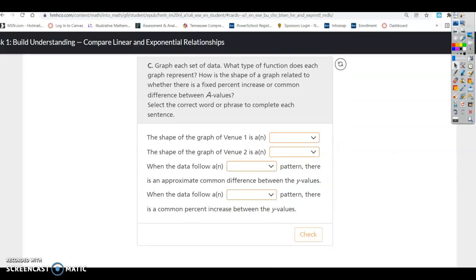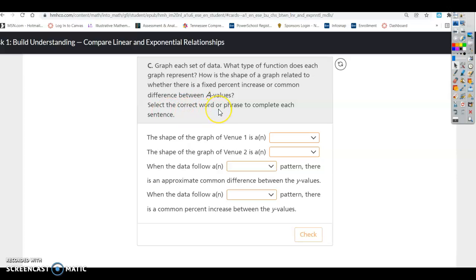All right, graph each set of data. What type of functions does each graph represent? How is the shape of the graph related to whether there is a fixed percent increase or common difference? All right, so the fixed percent increase is going to come from an exponential, and a common difference means it's the same thing between each one, would be linear.